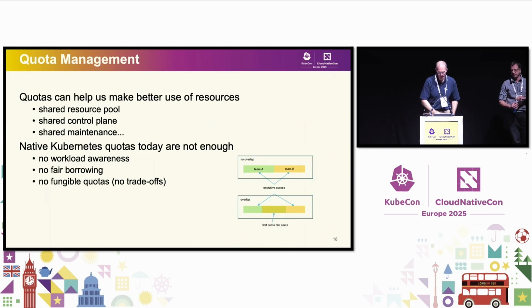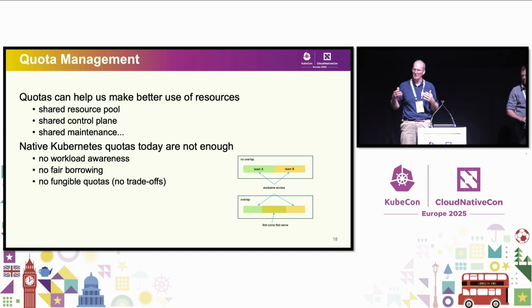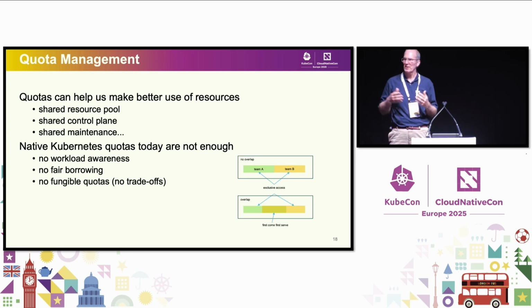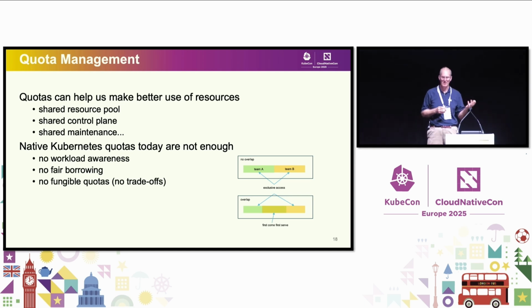And for ML batch, for queuing and quota management, why do we want quotas? We want to set up these large shared clusters so we can make more efficient use of resources. We can have large clusters with a large number of GPUs on them and share them across a bunch of teams. That lets us share the resource pool so people have a more fungible resource pool. And we share the control plane, and we also share the maintenance, the admins it takes to run and set these things up. It's easier to set up a small number of large clusters than a large number of small clusters. But native Kubernetes quotas by themselves are not enough.